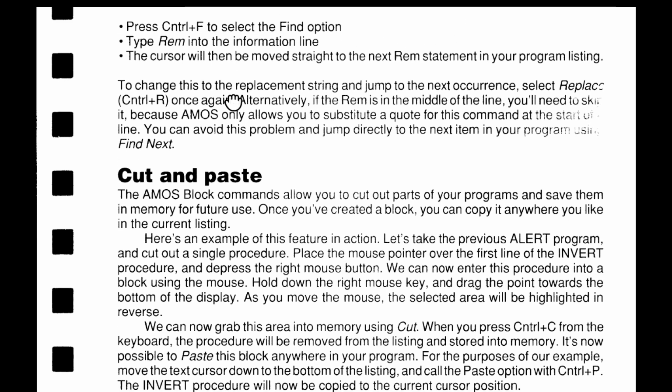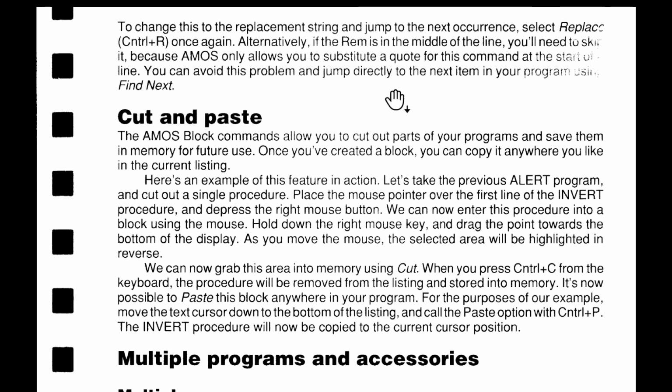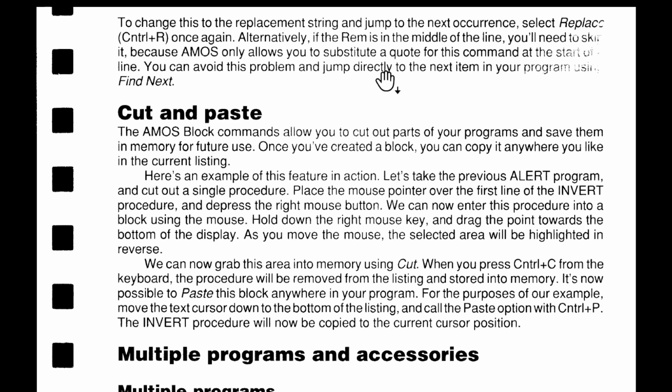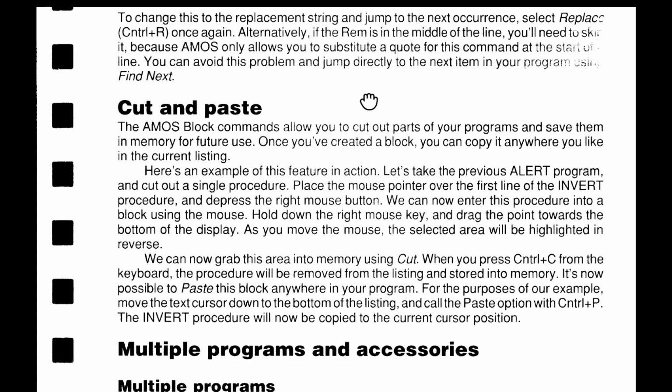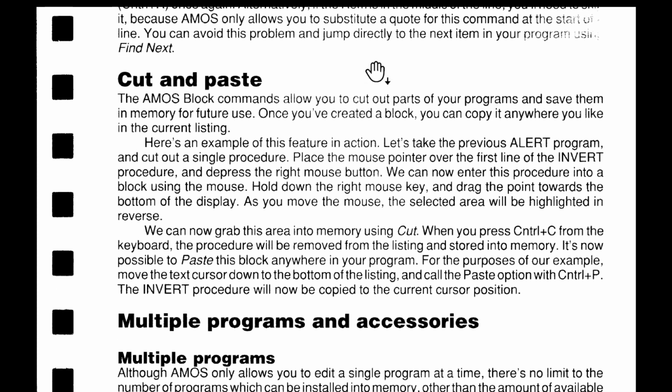Press Ctrl and F to select the find option. Type REM into the information line. The cursor will then be moved straight to the next REM statement in your program listing. To change this to the replacement string and jump to the next occurrence, select replace, Ctrl and R, once again. Alternatively, if the REM is in the middle of the line, you'll need to skip it, because AMOS only allows you to substitute a quote for this command at the start of a line. You can avoid this problem and jump directly to the next item in your program with Find Next.